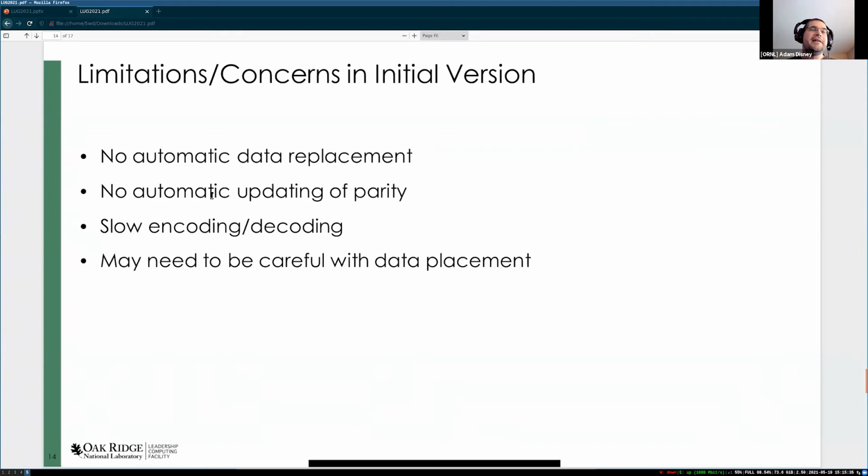There's also no automatic updating of the parity, as I was pointing out. You have to do that yourself at some point after you've done writing the file. There's also a concern that the encoding and the decoding might be slow in this first version. And that's because the original design was to use Intel's ISAL library to do the erasure coding, but that's a user space library, and we're working in kernel space. So that's not a good idea. And there's really no kernel space library to do exactly what this does.